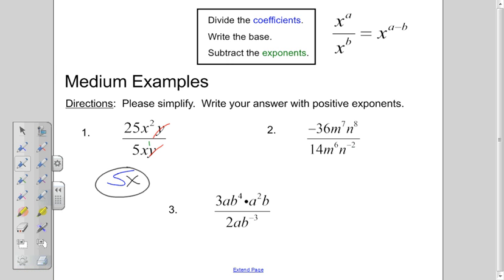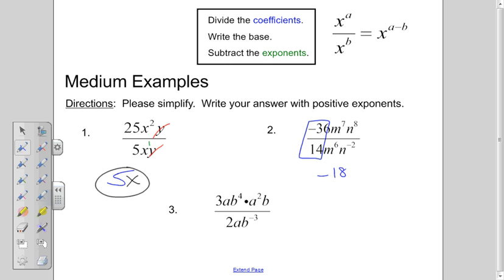So in this next problem, where it's negative 36 m to the 7th n to the 8th divided by 14 m to the 6th n to the 2nd, I'm going to do the same thing. I'm going to focus on my coefficients of negative 36 divided by 14. I know that 14 doesn't go into negative 36 evenly, so I'll just think of it as a fraction and see that the greatest common factor is 2.